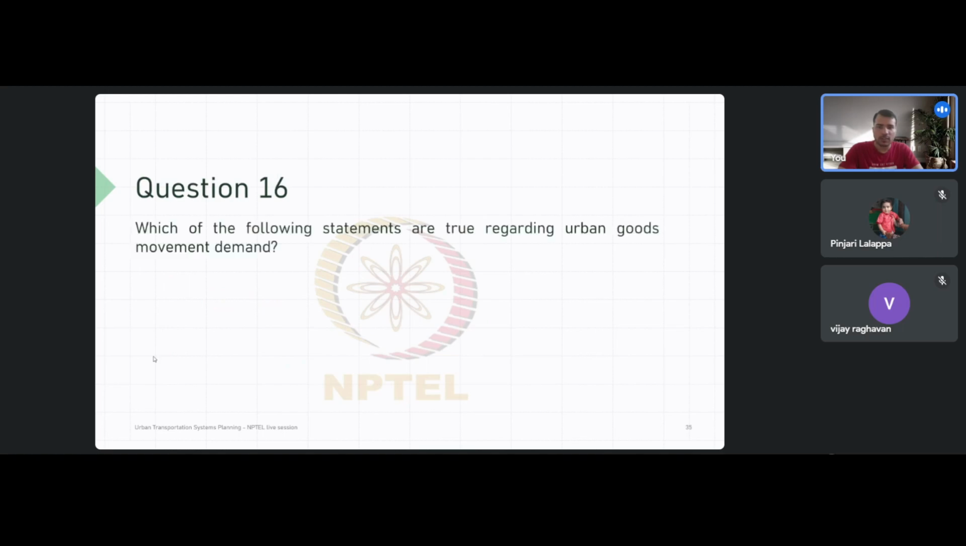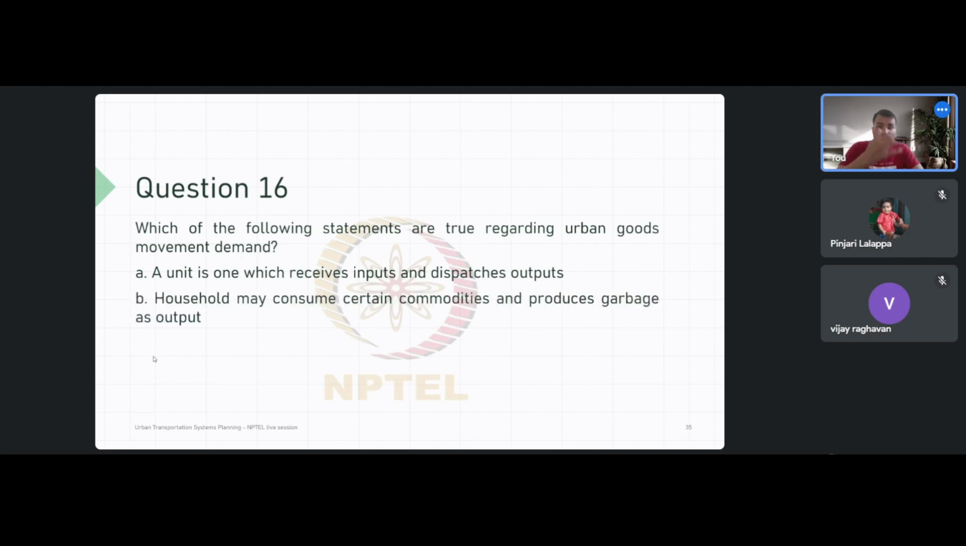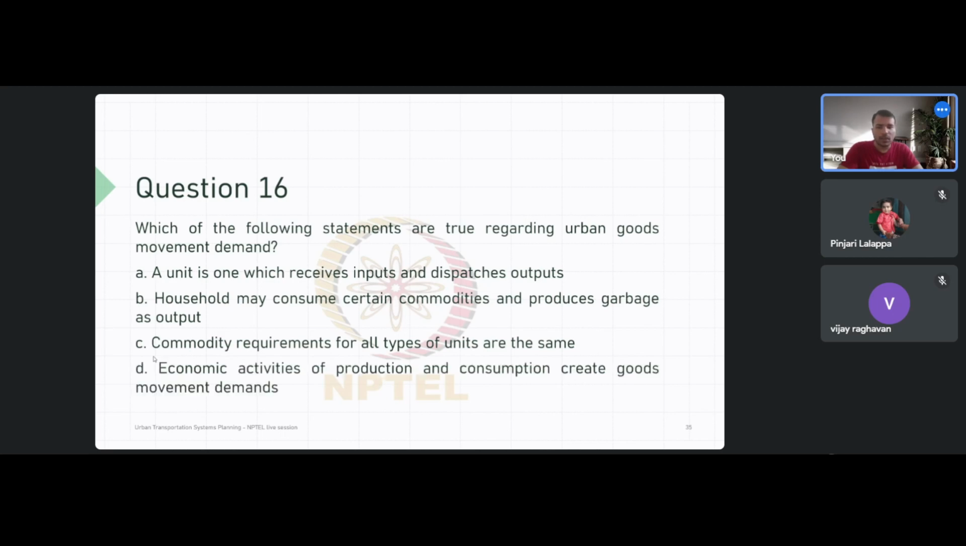Coming to question 16. Which of the following statements are true regarding urban goods movement demand? A unit is one which receives inputs and dispatches outputs. Household may consume certain commodities and produce garbage as output. Commodity requirements for all types of units are same. Economic activities of production and consumption creates good movement. May I have a response for this?